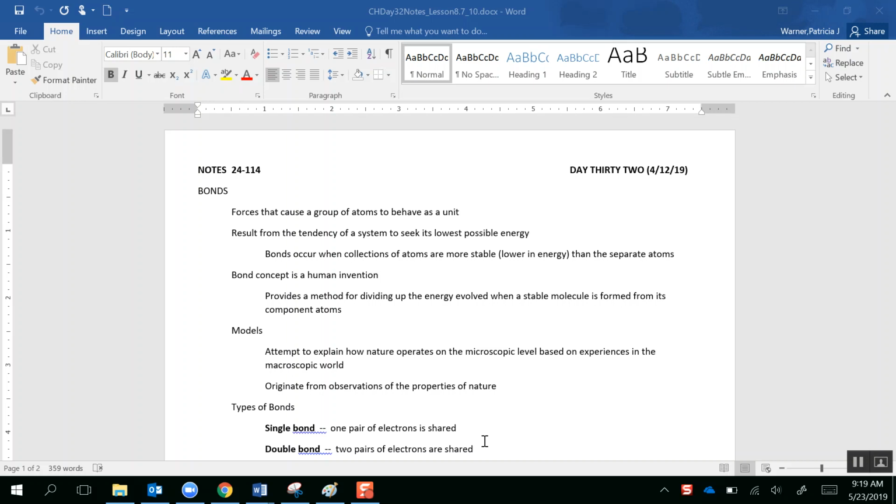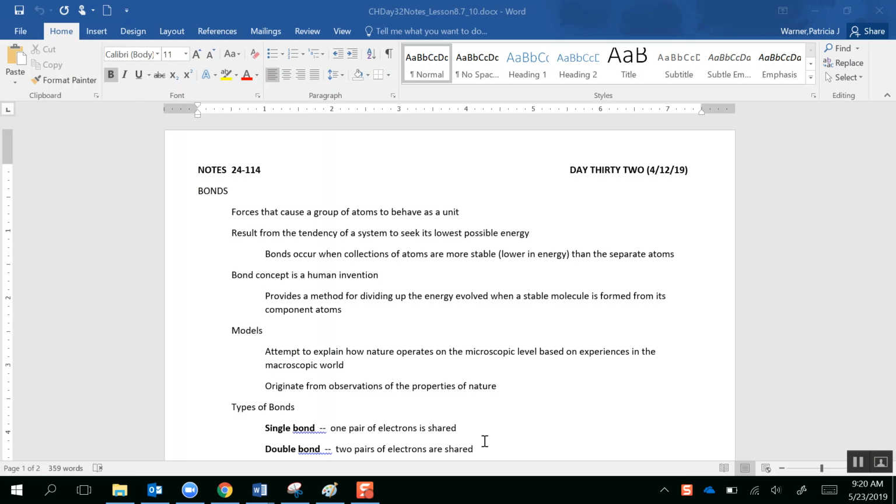Welcome to lesson 8.7, 8, 9, and 10. Today we're going to continue to talk about bonds and we're going to calculate some bond energies that occur in a reaction.